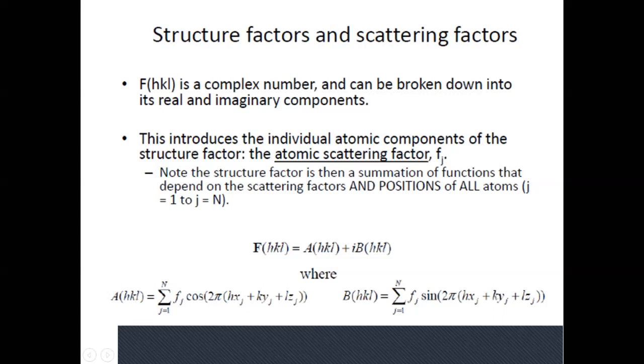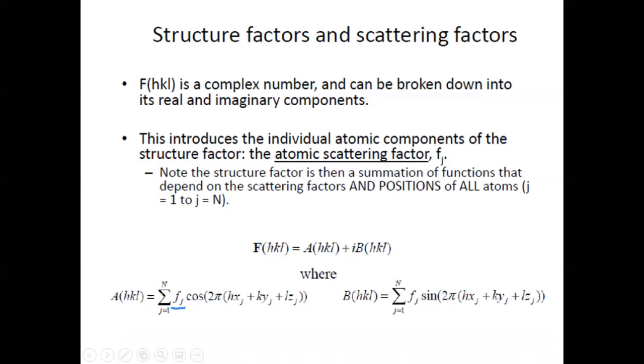So here we have the structure factor equals A HKL plus an imaginary component B HKL. And you'll notice here that you now are seeing this factor called F, which is due to the scattering, you could say, power of an atom. So every atom has different scattering ability. And so you sum up all the atoms to determine the A and B components, which gives you the structure factor.